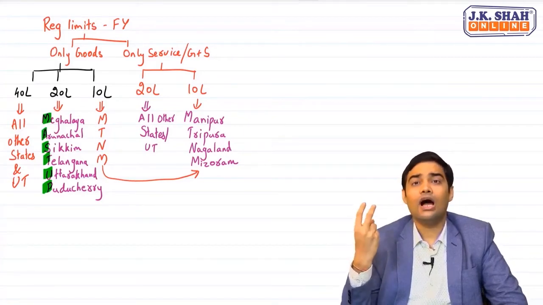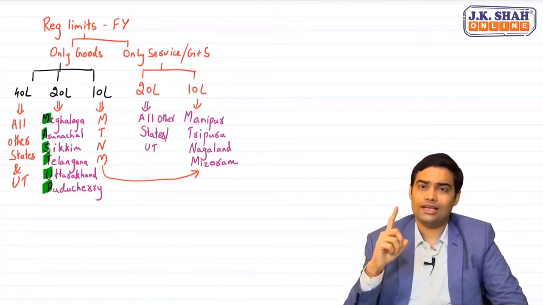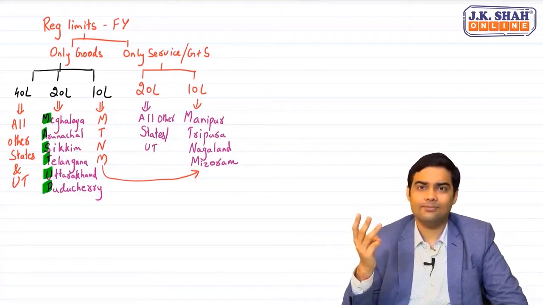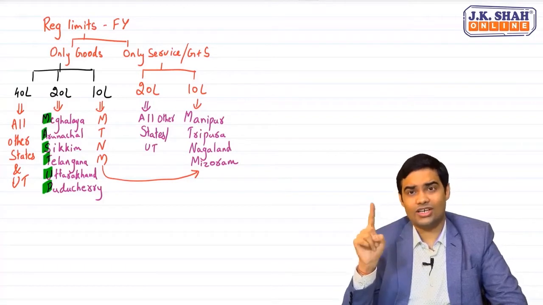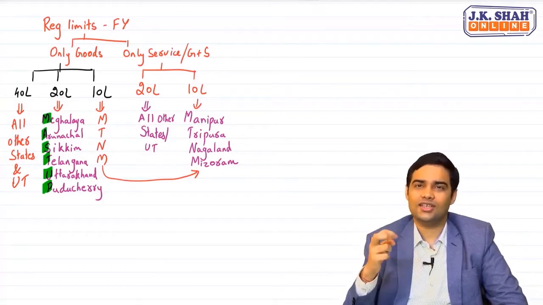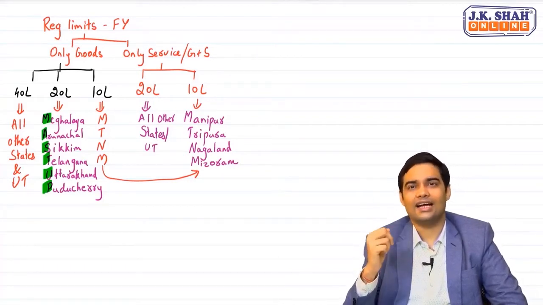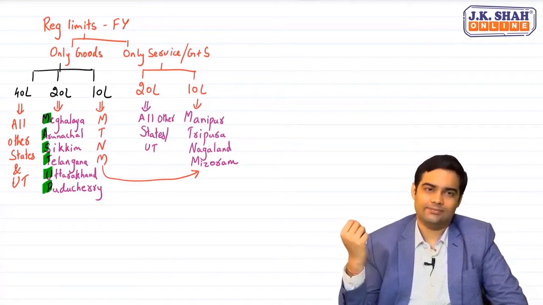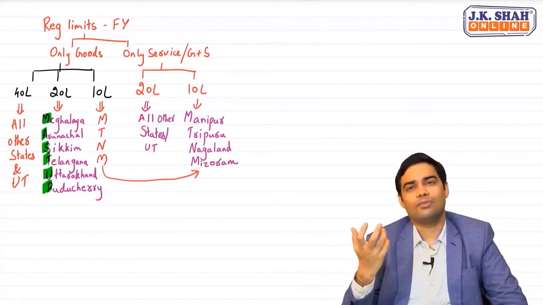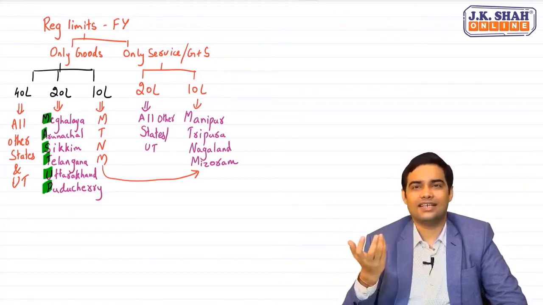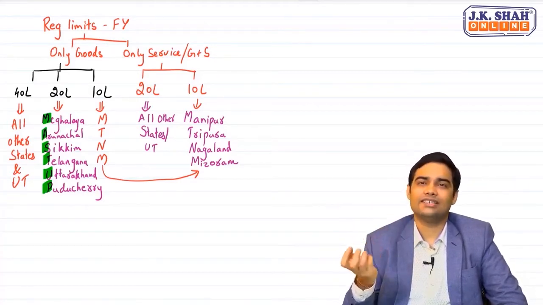Meghalaya, Arunachal Pradesh. Careful, Assam is not there. Sikkim, Telangana, not Tripura. Telangana. Tripura is already there in 10. Uttarakhand. And lastly, we have Puducherry. Clear? Okay.